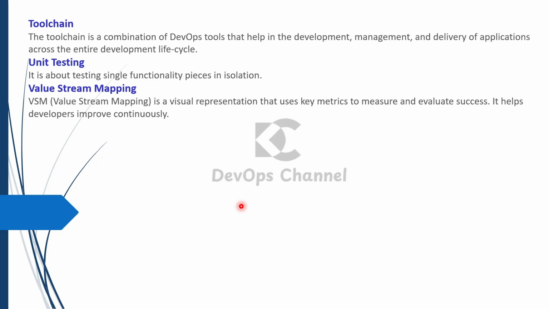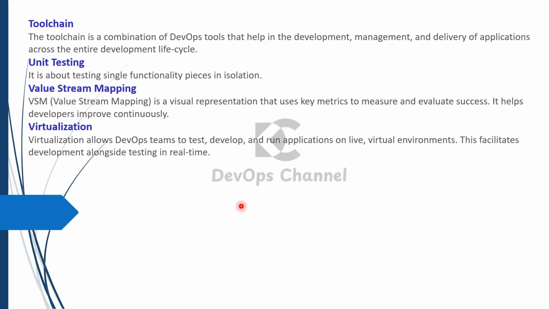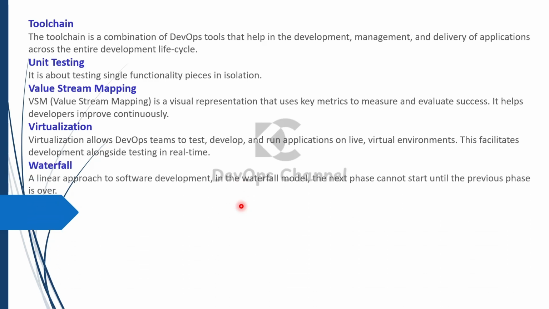Next one is virtualization. We have seen virtualization and containerization, right? So basically, it allows DevOps teams to test, develop, and run applications in a live and virtual environment. This facilitates development alongside testing in real time.